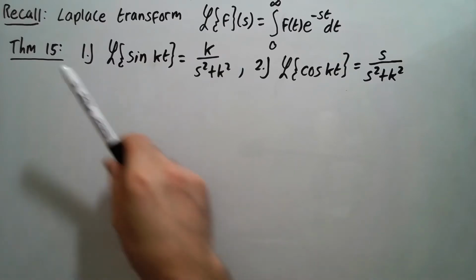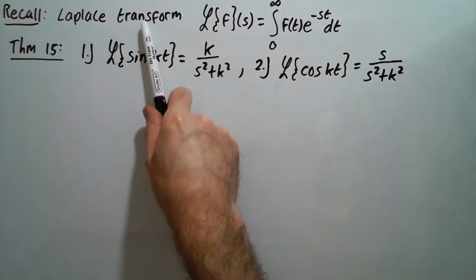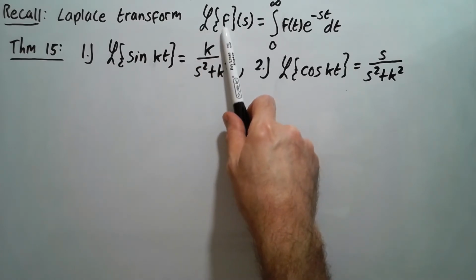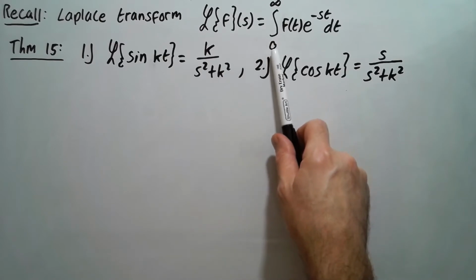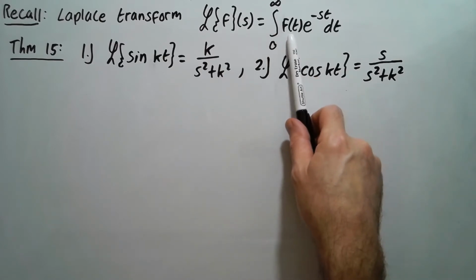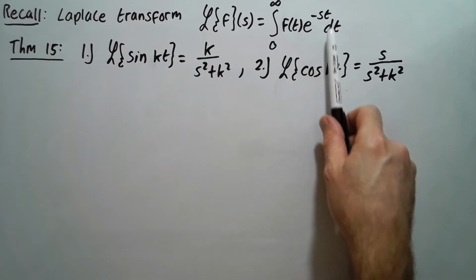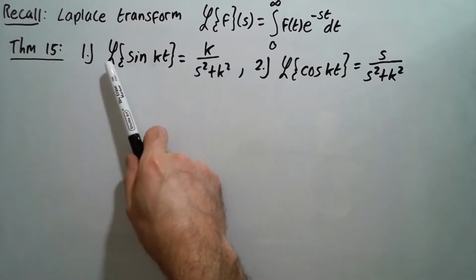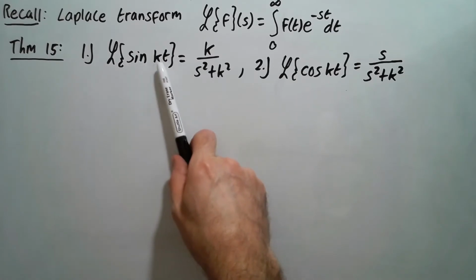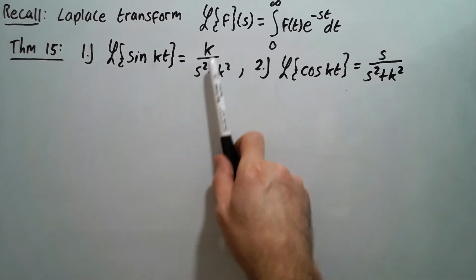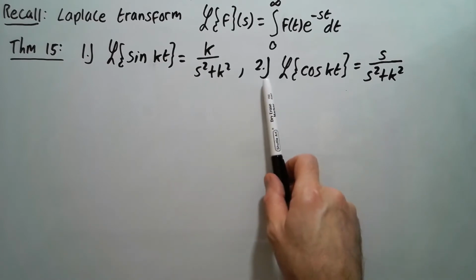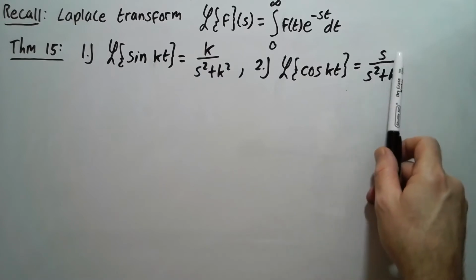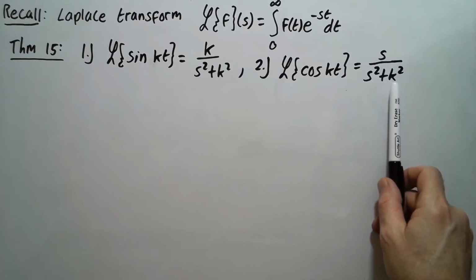Okay, let's recall the definition of the Laplace transform. The Laplace transform of some function f equals the integral from 0 to infinity of f of t times e to the minus st dt. Okay, so Theorem 15: we have to show that one, the Laplace transform of sine of kt equals k over s squared plus k squared, and two, the Laplace transform of cosine of kt equals s over s squared plus k squared.